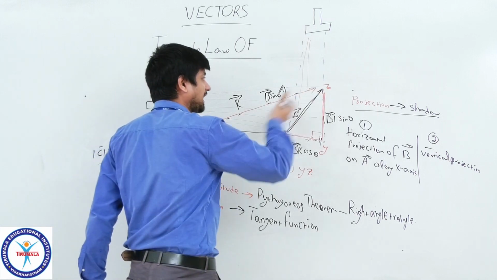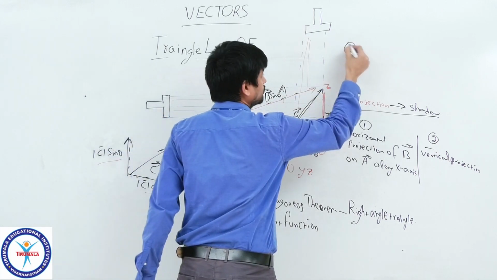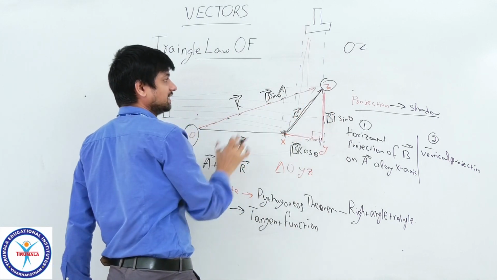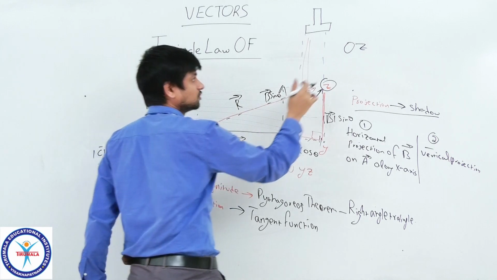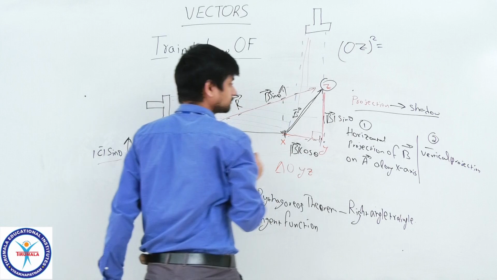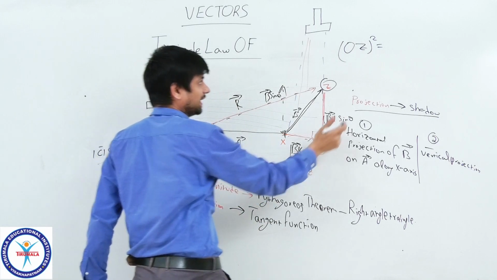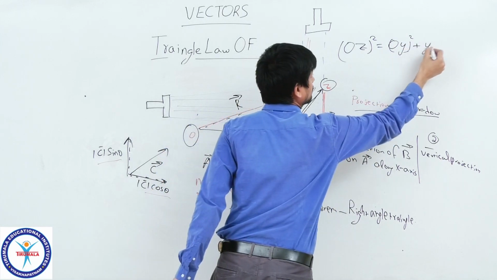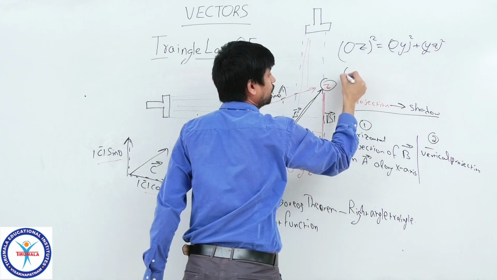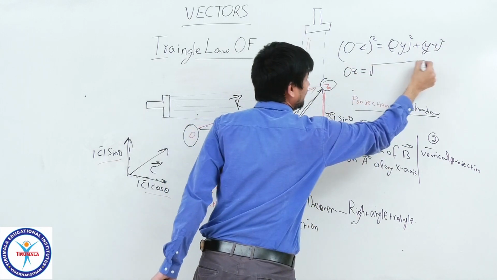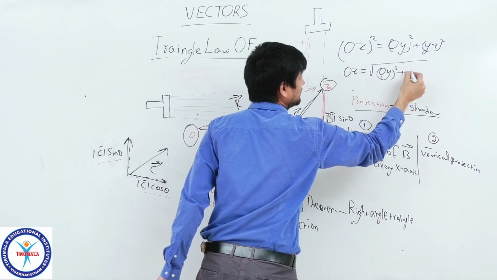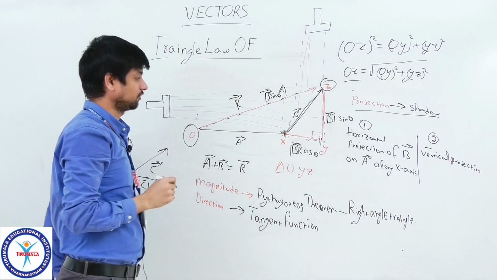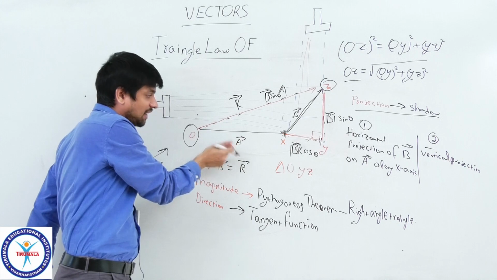So, if you want to know this magnitude, what is the magnitude here? OZ. What does it call? OZ. I said you what is that? Hypotenuse. So, OZ square equal to, what should I write? OY side square plus YZ side square. So, OZ equal to square root of OY square plus YZ square. Have I gotten my magnitude, children? I got my magnitude.